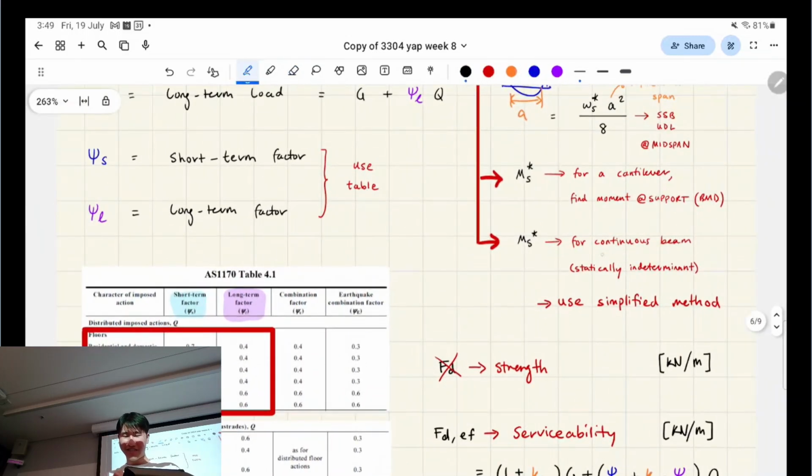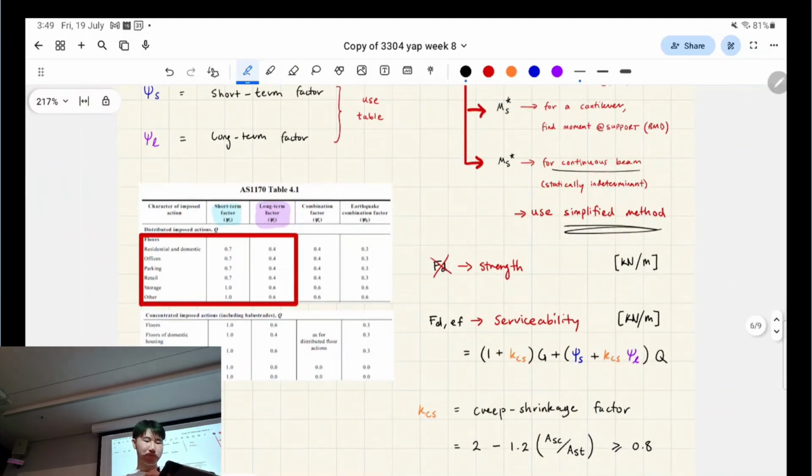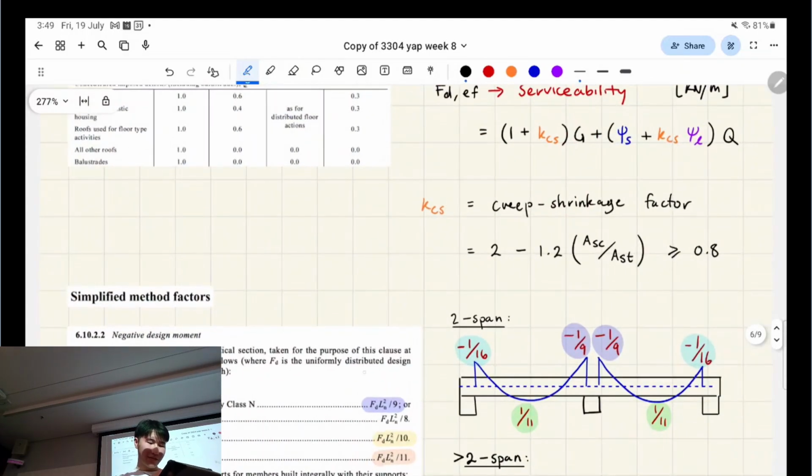And for a continuous case, it's actually really hard to calculate the bending moments for a continuous beam, right? So we actually have to use the simplifying method, which I'll show you below. This table uses this term called FD, which is a strength, what do you call it?